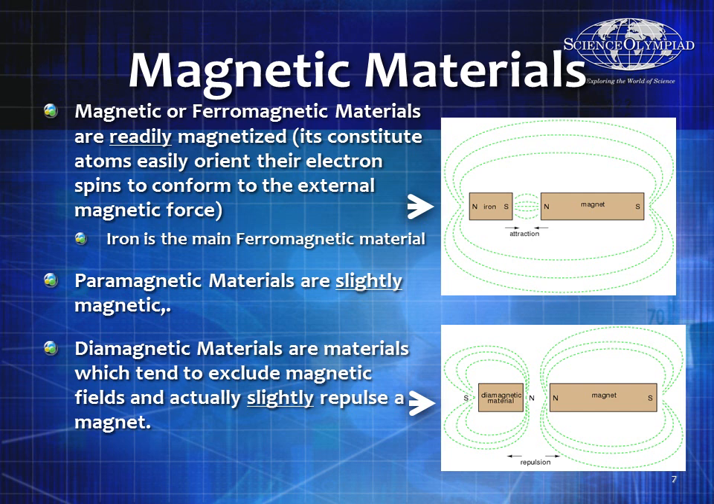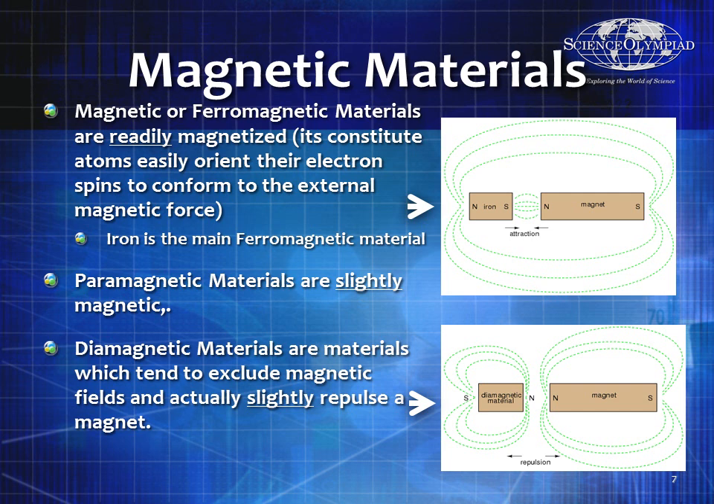Now, magnetic or ferromagnetic materials are readily magnetized, okay? In other words, those atoms easily orient their electron spins to conform to the external magnetic force. The number one ferromagnetic material is iron, and you should guess that because ferro means iron, okay? And generally speaking, most other materials that we talk about that are magnetic generally have iron in them. Now, paramagnetic materials are slightly magnetic, okay? So they're just very, very low magnetism.